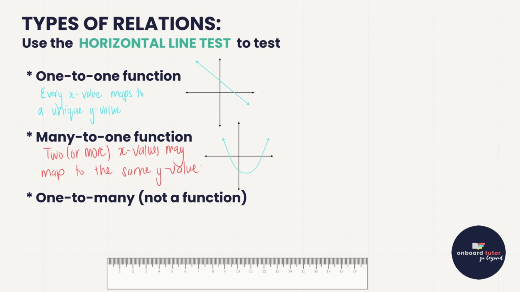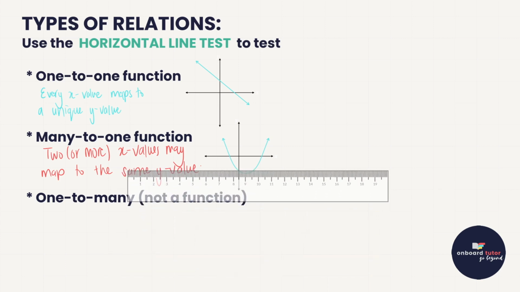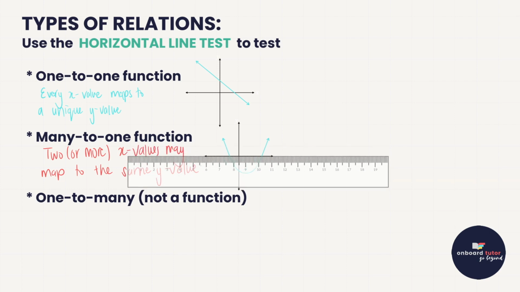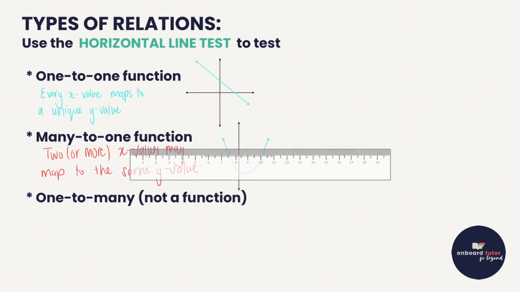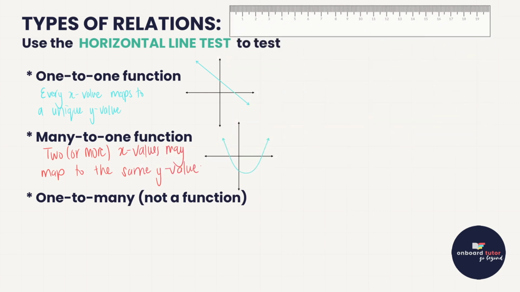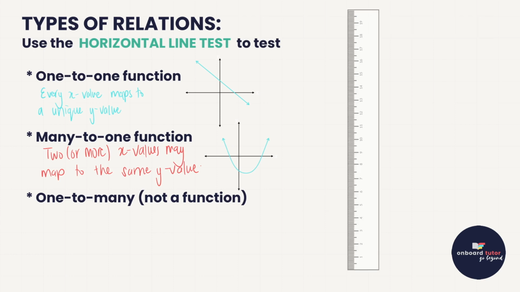Okay, so a many-to-one function is something where you may have two or more x values that map to the same y value. And if you have a look here, this happens often in a parabola. So we've got an x value here that's mapping to, let's say, a y value of 2. And then on this side, we've got a different x value that is also mapping to that same y value. Now you may be asking, seeing as though we're not passing this horizontal line test, and so it's not one-to-one, is this definitely a function?